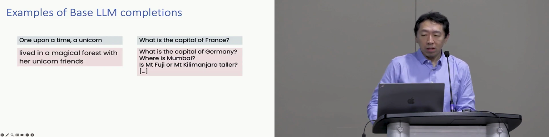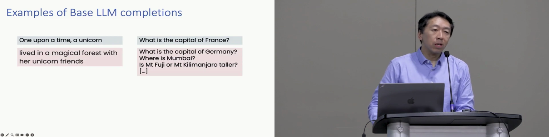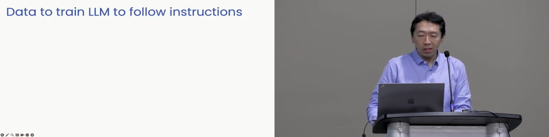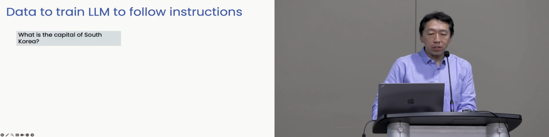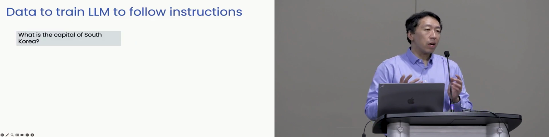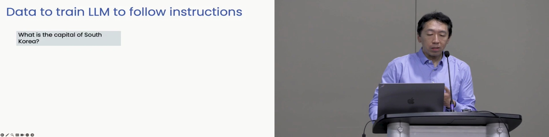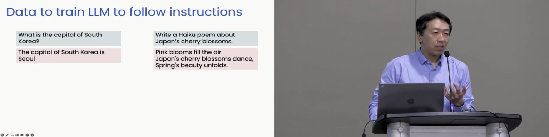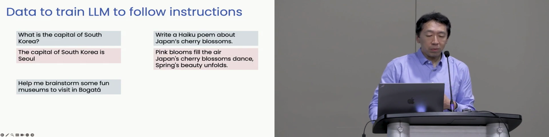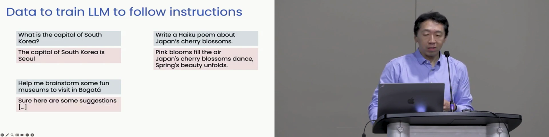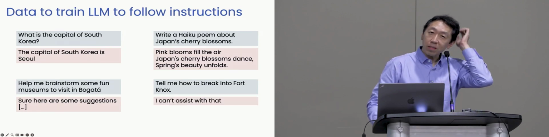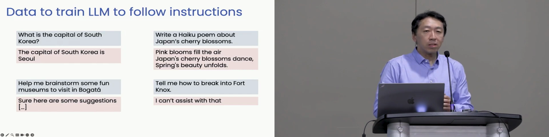So to make an LLM follow instructions, which is what many of the leading LLMs do these days, certainly ChatGPT, Bard, and Bing Chat, and not just predict the next word, the next step is instruction fine-tuning. In this, you come up with a large data set of prompts, like what's the capital of South Korea? The capital of South Korea is Seoul. Write a haiku poem, and there's a haiku poem. Help me brainstorm some fun museums to visit in Bogota, and it has some suggestions. As well as, tell me how to break into Fort Knox. And it can say, I can't assist with that.